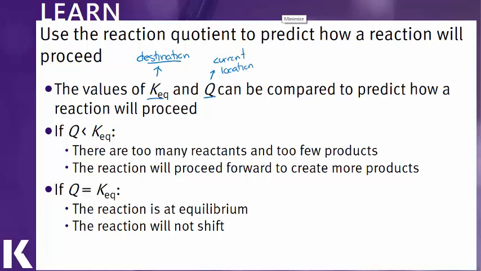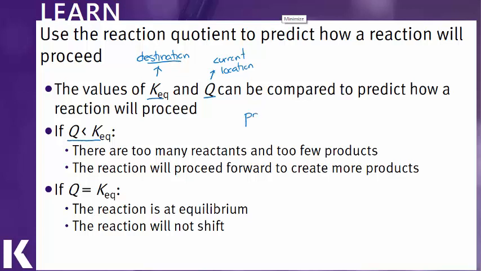Now, just like you compare your current location to your destination on a map to determine which direction you need to drive, we can compare the values of Keq and Q to determine how the reaction will proceed to reach that equilibrium destination. Now, in our first case, we can look at Keq being greater than Q.